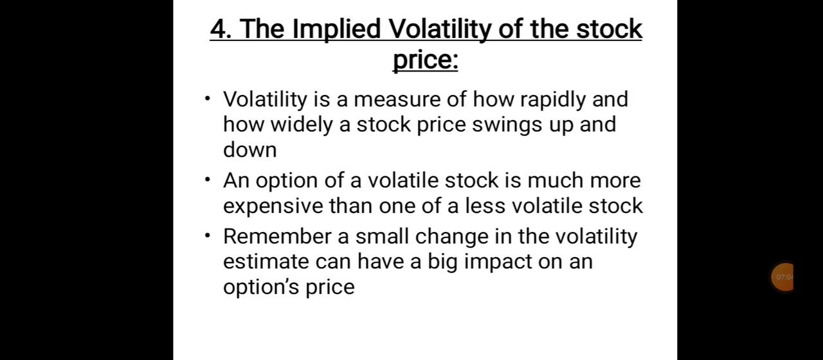And next is the implied volatility of the stock price. Basically volatility means fluctuations. Volatility is a measure of how rapidly and how widely a stock price swings up and down. An option of a volatile stock is much more expensive than one of a less volatile stock. Okay, how the fluctuations will take place, right?